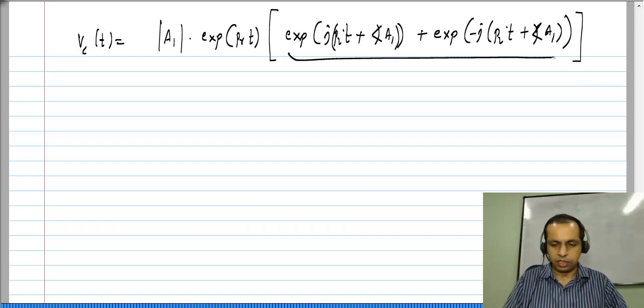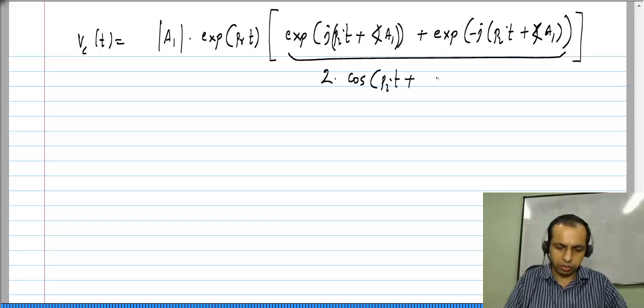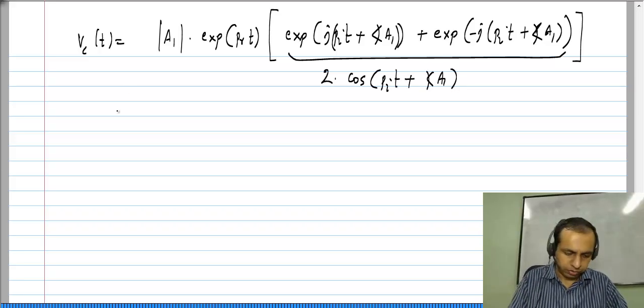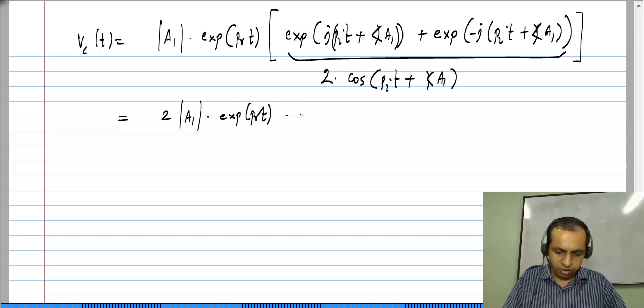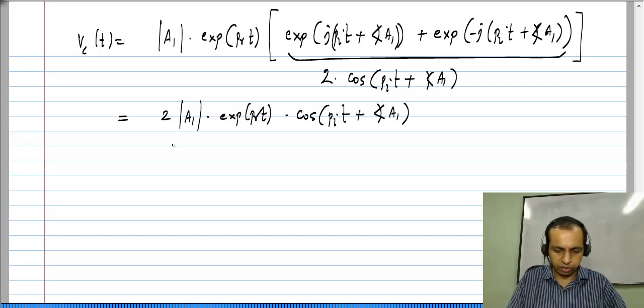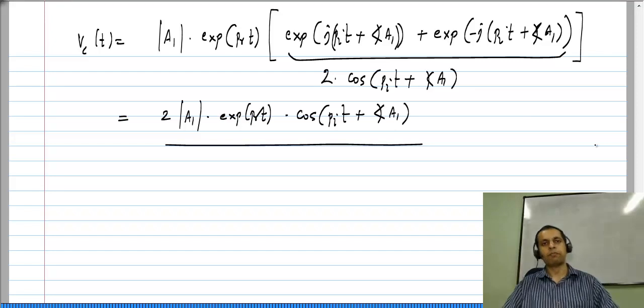And you realize that this is nothing but 2 times cos(PIt plus angle of A1). So this whole thing can be written as 2 times absolute value of A1 exponential PRt and cos(PIt plus angle of A1).